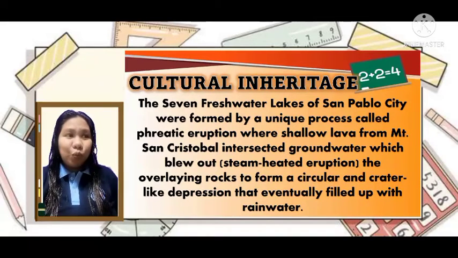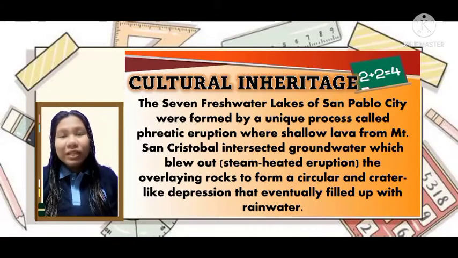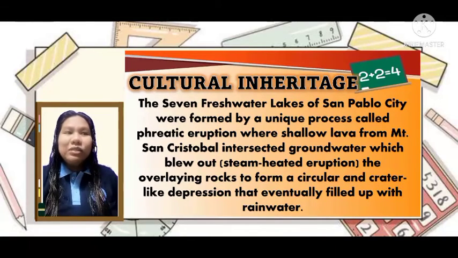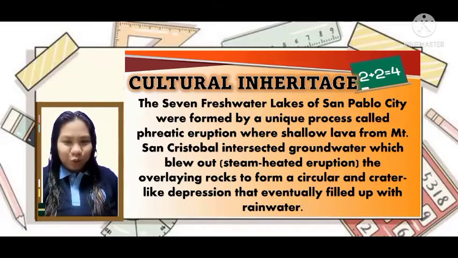The 7 freshwater lakes of San Pablo City were formed by a unique process called phreatic eruption, where shallow lava from Mount San Cristobal intersected groundwater which blew out steam-heated eruption, the overlaying rocks to form a circular and crater-like depression that eventually filled up with rainwater.